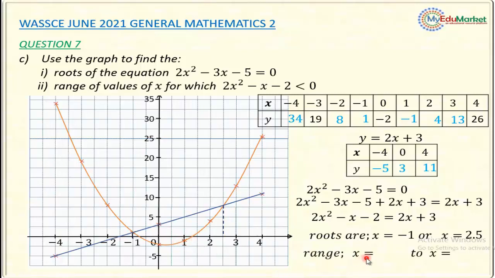So the range will now be x from here. This is -1. So you estimate here, the estimated value is -0.7. It's about 7 small divisions from 0 to this. So it's -0.7. And here is 1.3, about 3 small divisions after 1. So this will now be the range of values of x in which the corresponding value of y is less than 0. So with this I have answered all the questions in this question number 7.